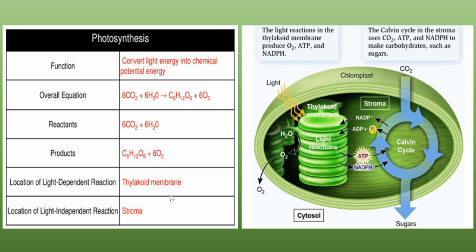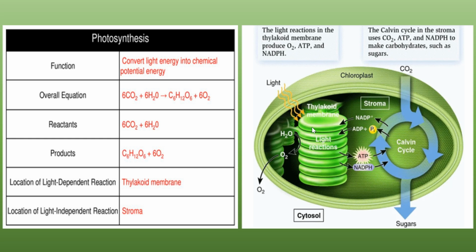Now, I already told that there are two main phases of photosynthesis. Now, where actually do these phases of photosynthesis mainly happen? So there are two main phases of photosynthesis: the light phase, which is also called the light dependent phase or light dependent reaction. And the location of this light dependent phase is the thylakoid membrane.